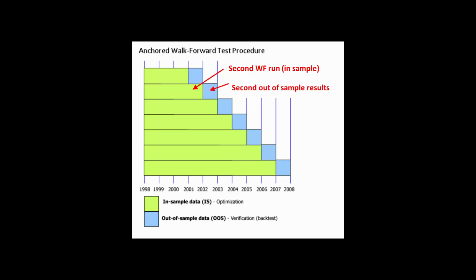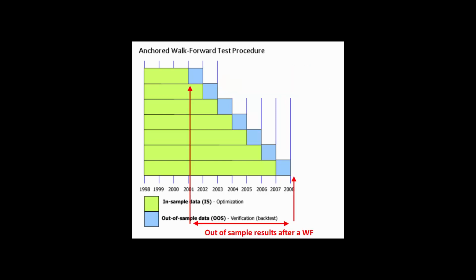We are then going to apply the best parameters from the first run and apply it to the second run, which will give us another out-of-sample period. We're going to repeat this process until all out-of-sample runs have been done. The default is 10 out-of-sample runs normally in GSB. This has now given us an out-of-sample period from 2001 to 2008.